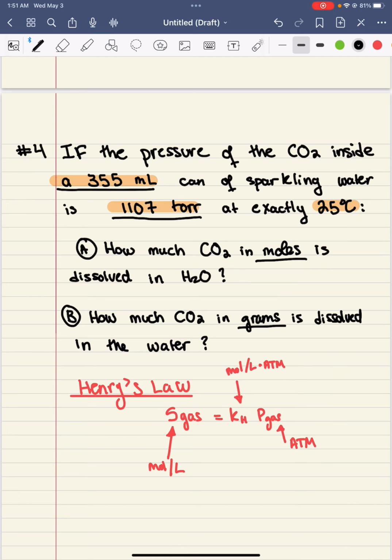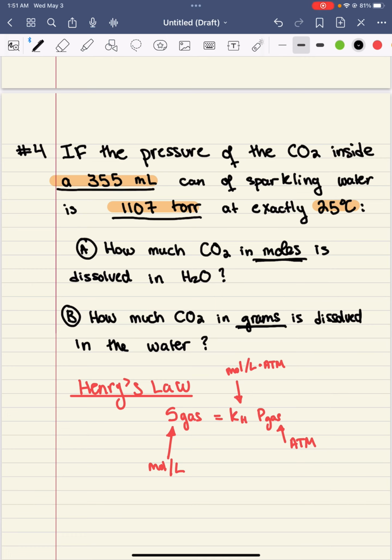This question basically states, if the pressure of the CO2 inside a 355 milliliter can of sparkling water is 1107 torr at exactly 25 Celsius, the first part of the question asks, how much CO2 in moles is dissolved in water? And then the second part of the question asks, how much CO2 in grams is dissolved in water.